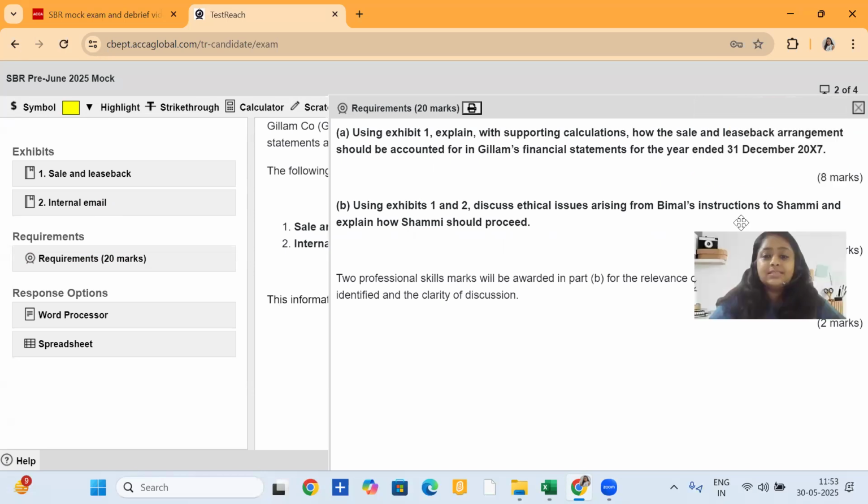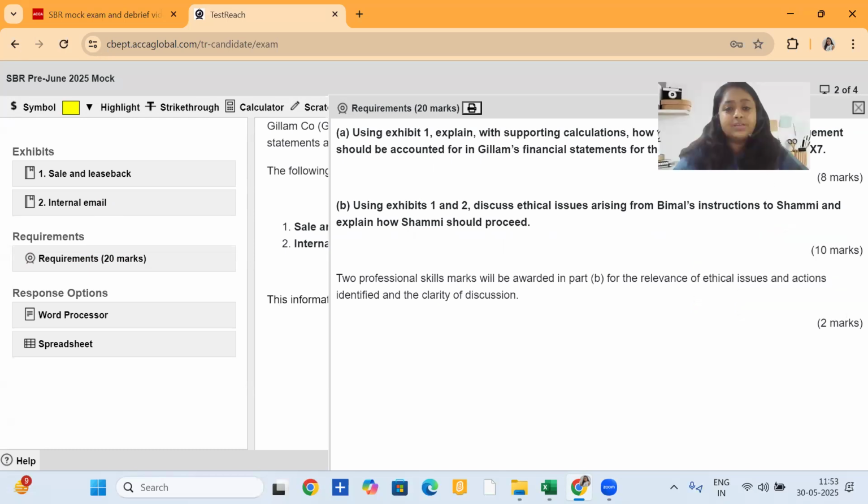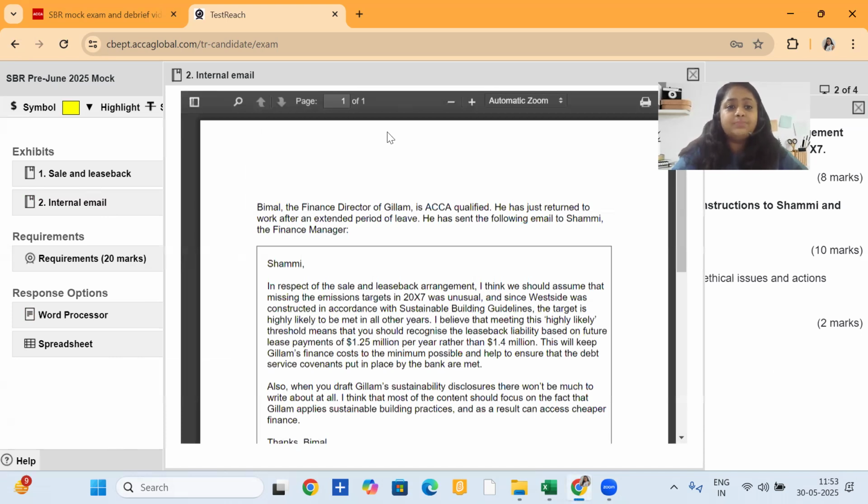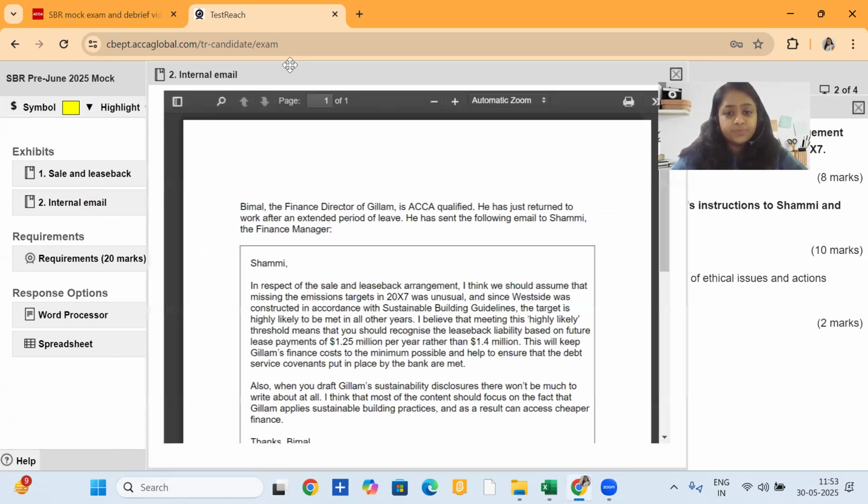Question number 1 says that this is typically a sale and leaseback arrangement, and how it should be accounted for. We are not discussing question number 1, we are discussing question number 2. If you observe, this is for 10 marks and this is for 2 marks. So you will gain your professional marks easily when you write your answers in a structured response, giving away these points clearly with paragraphs, headings, and so on. Now I'll quickly take you to the second point because I'm not discussing the technical portion.